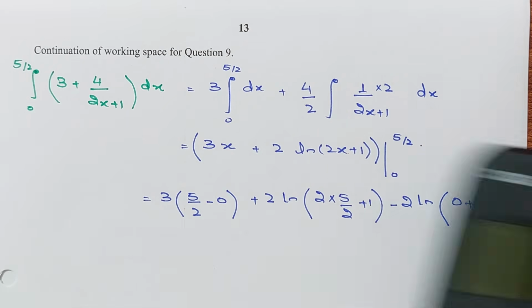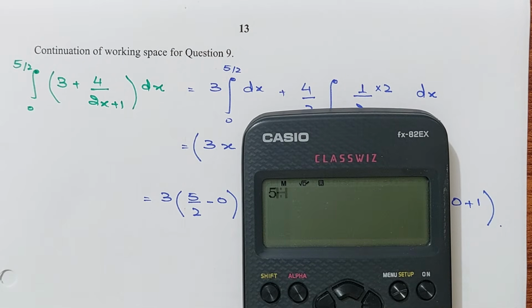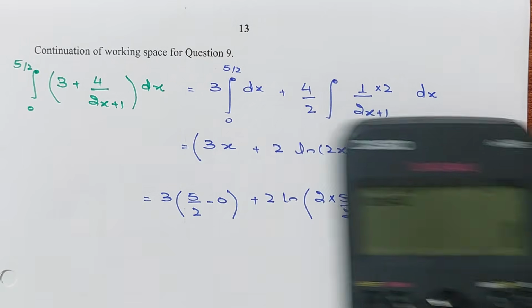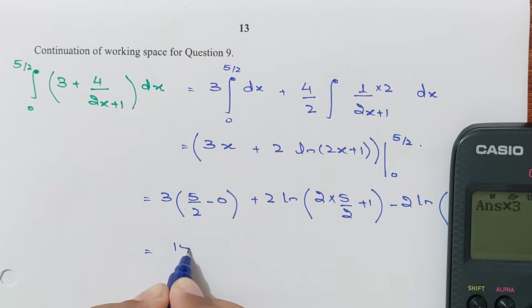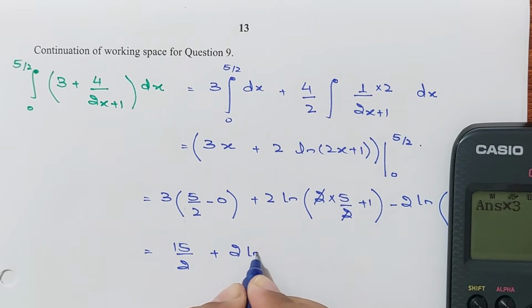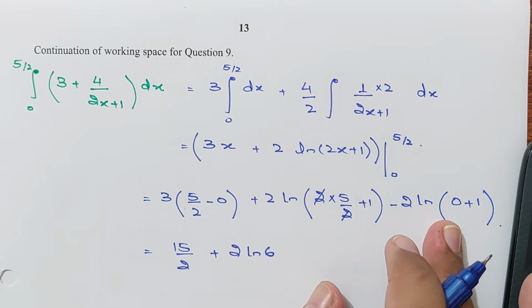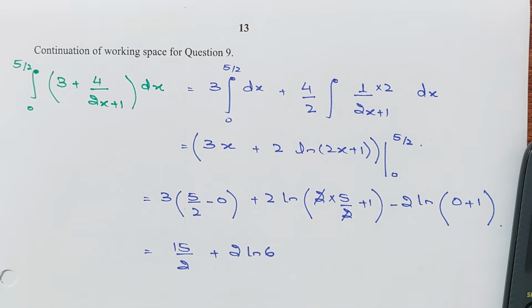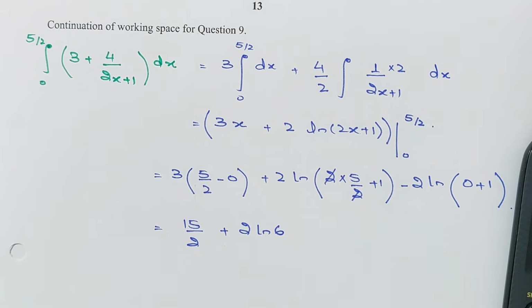Okay, so 5/2 times 3 is 15/2, plus 2, the 2 is cancelled with 2, ln 6 here, and ln of 1 is 0, right? So 15/2 plus 2 ln 6 is the area under the curve, right? Now let me work on the area of the trapezium.